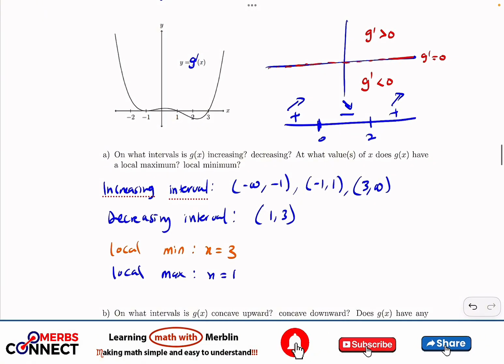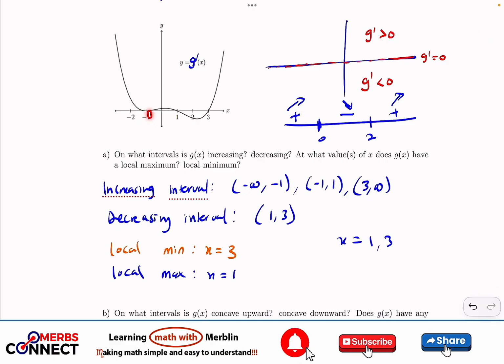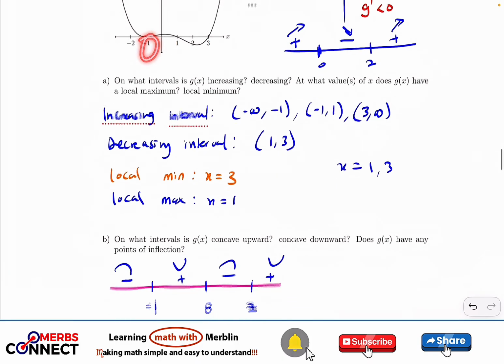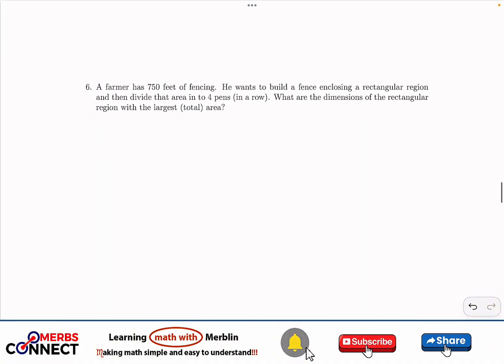Now, if the question asks you to find a critical point, here it is going to be x is equal to 1 and x is equal to 3. Now, you see, this is not a critical point because it's not changing sign. This is positive and this is positive when you are talking about the f prime or g prime direction. So we can't call it a critical point, even though that is when g prime is equal to 0. But it's not equal to 0 because this is not changing. That's why minus 1 is a point of inflection. Okay, so that is that for question 5.